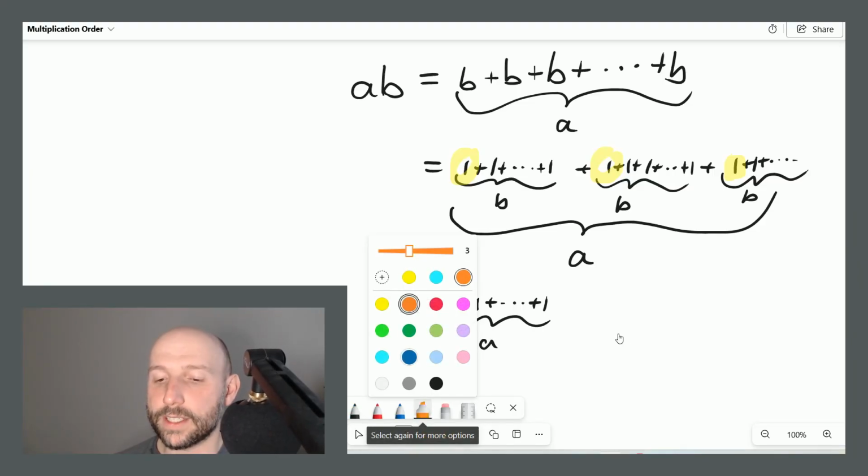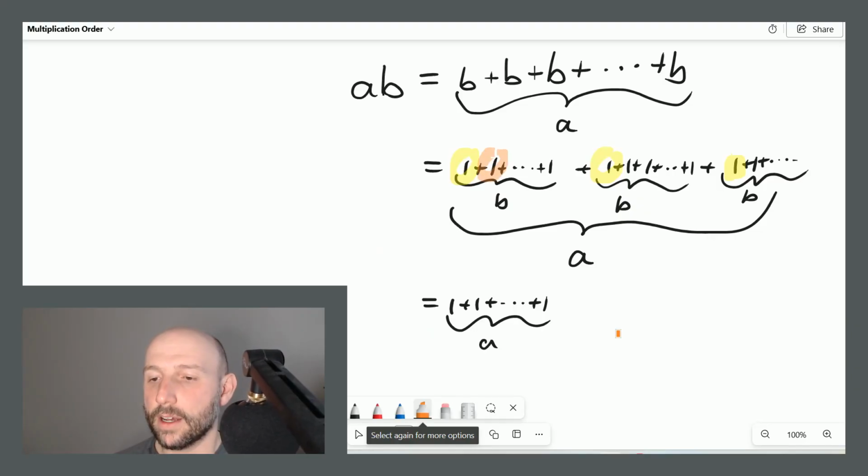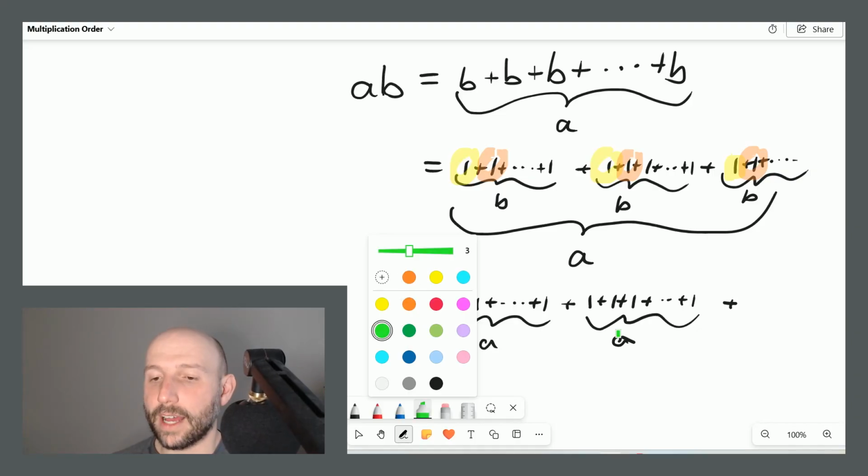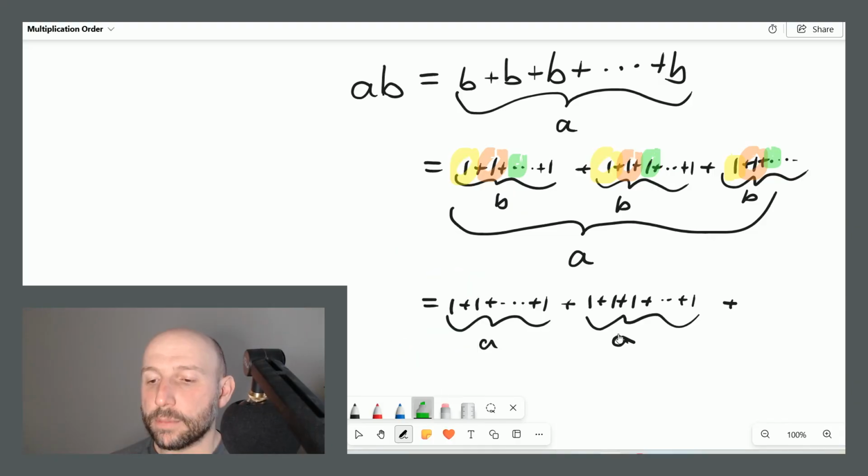Now, what if we take the second one from every set? How many of those 1's will we have? Well, we will also have A of them, right? Because, again, there are A sets. We take the second one from every one of those sets, we get A 1's. Now, what if we take the third one from every set and so on? Well, we will have A of them again, right? And we can just keep doing that and adding these sets of A 1's.